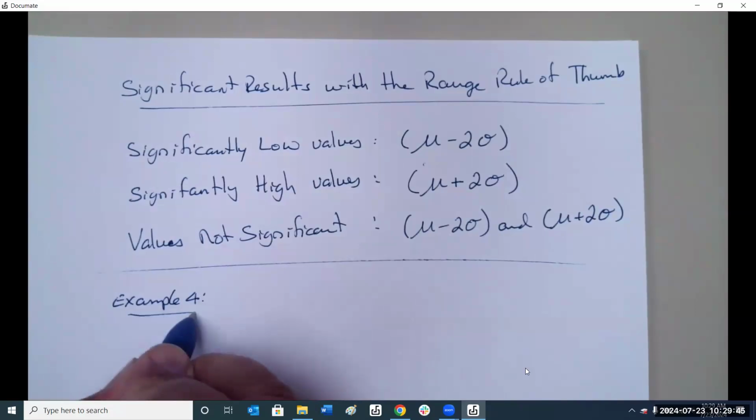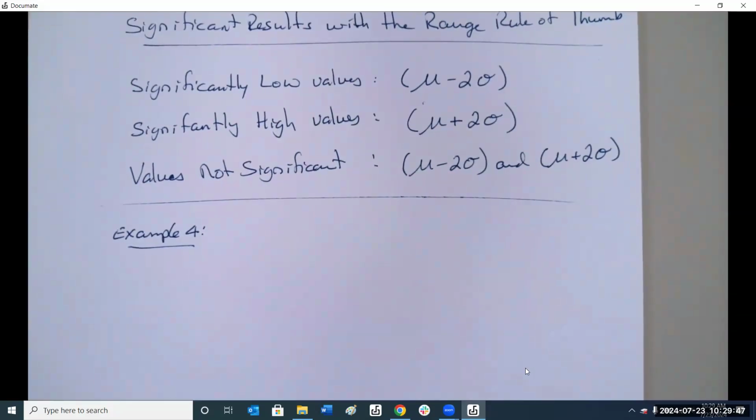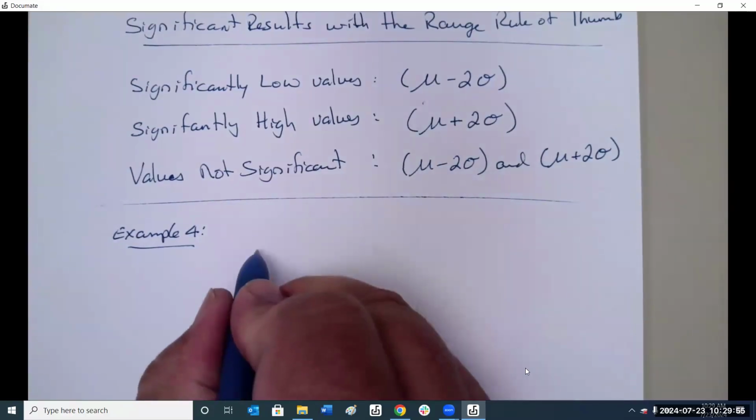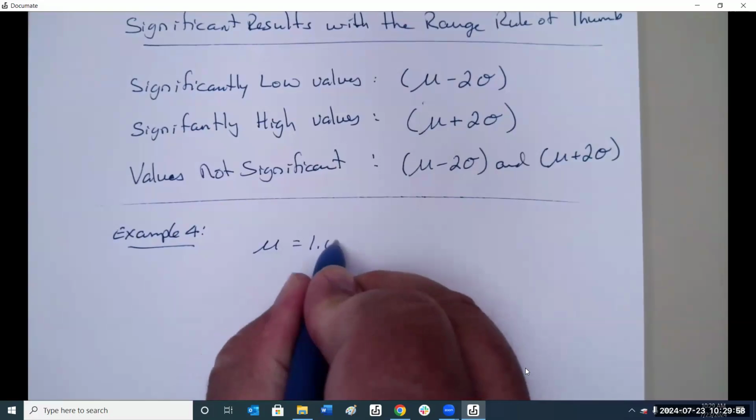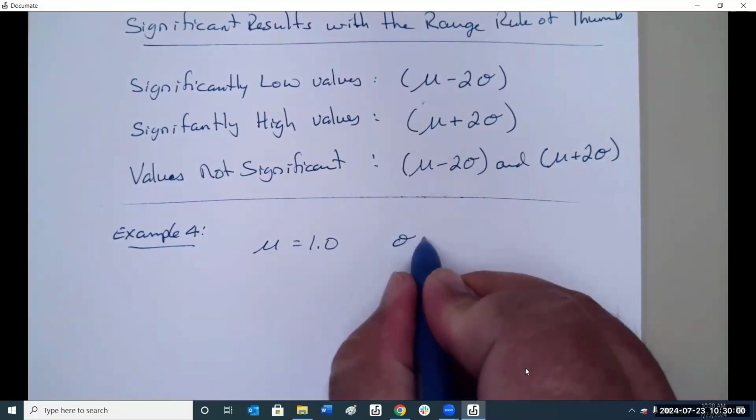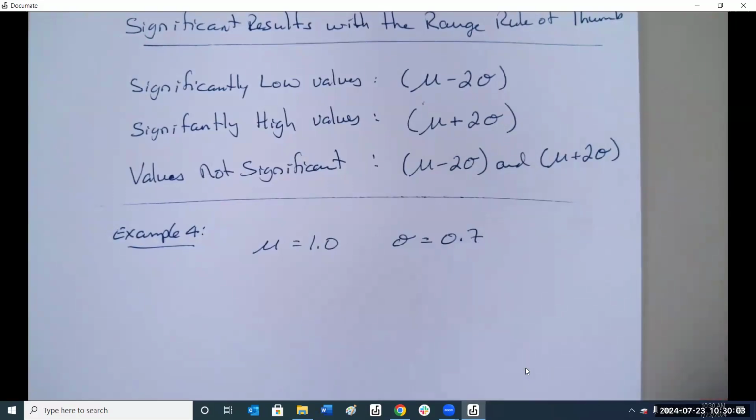Example 4. Identify significant results with the range rule of thumb. In example 3, for the 2 births, the mean value was 1.0 and the standard deviation was 0.7. Using those numbers and the range rule of thumb, determine if 2 females in 2 births is significantly high.